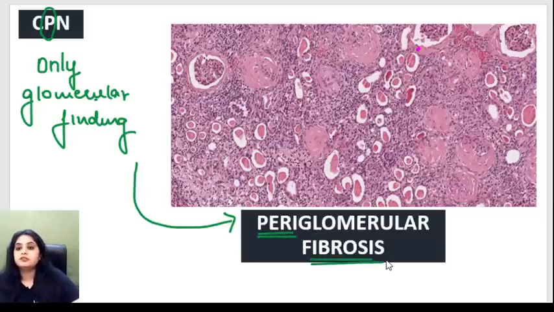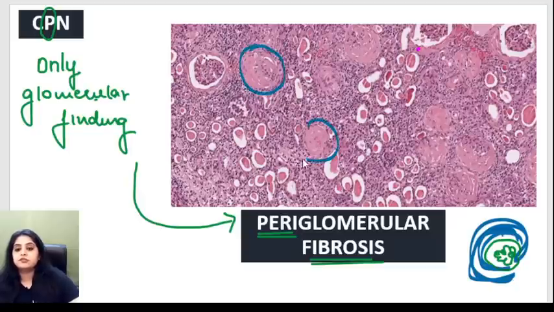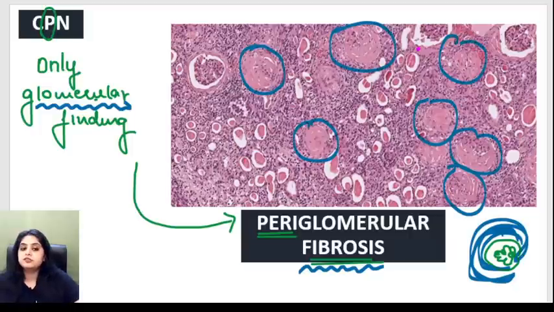Periglomerular fibrosis. So, for example, if this is a glomerulus and these are all the capillaries inside it, you will see a lot of fibrosis that is happening around it. So let us see over here. Look at this one, almost gone. Pink fibrosis over here. All these round structures are totally engulfed with fibrosis. So the only glomerular finding that you see in pyelonephritis is periglomerular fibrosis.